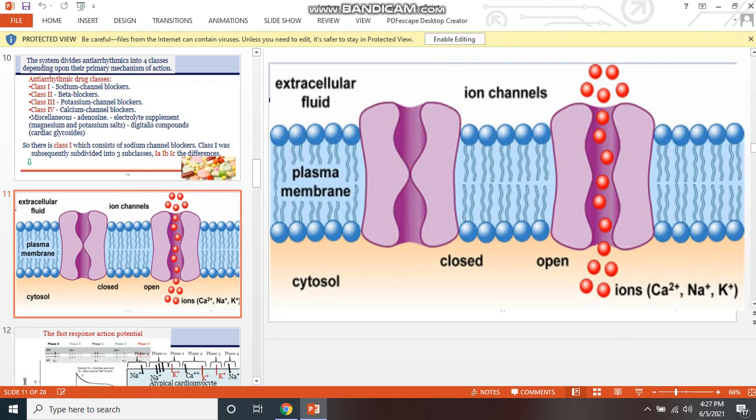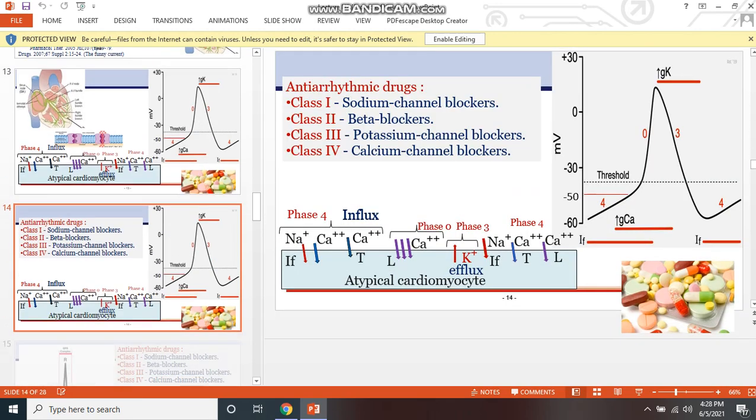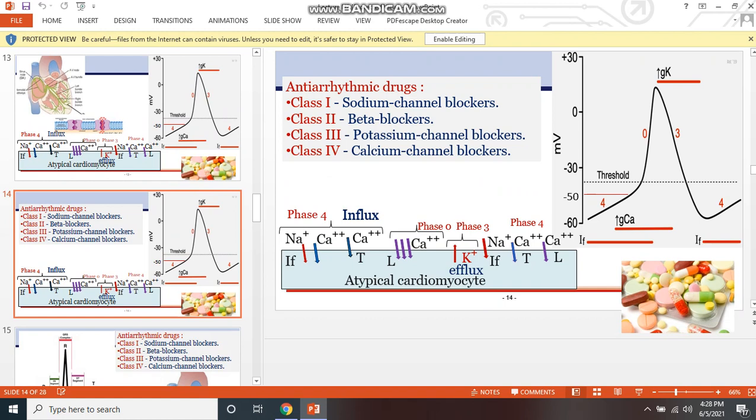In the figure you can see the extracellular space, the plasma membrane, and ion channels, where one is closed and the other is open, from where calcium and potassium flow from inside to outside. Anti-arrhythmic drugs: class 1 sodium channel blocker, class 2 beta blocker, class 3 potassium channel blocker, and class 4 calcium channel blocker, as you see in the figure.